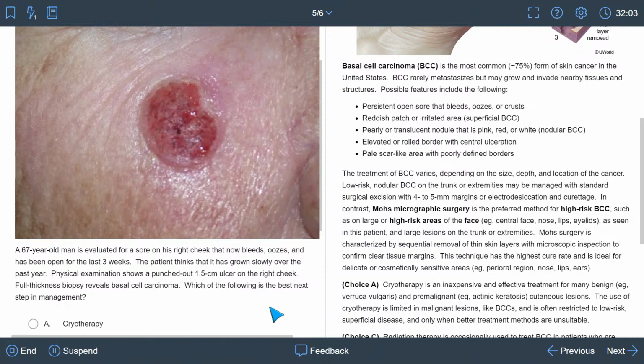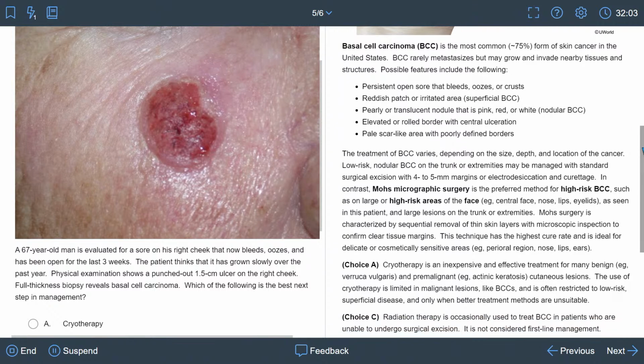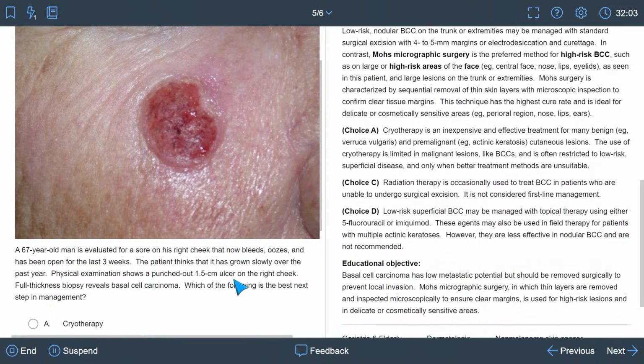The low-risk versions can be managed with standard surgical excision, but in contrast, you will use the Mohs micrographic surgery for high-risk basal cell carcinoma, such as on large or high-risk areas of the face. So the center of the face, your nose area, your lips, or on the eyelids, which is seen in this patient. So let's take a look at why the other answers are incorrect.